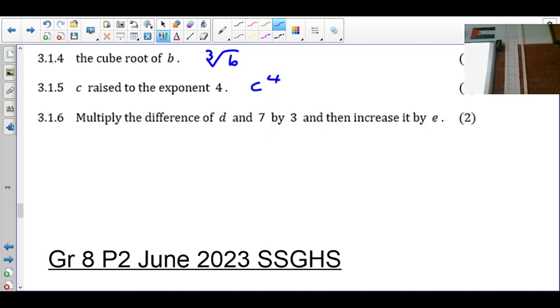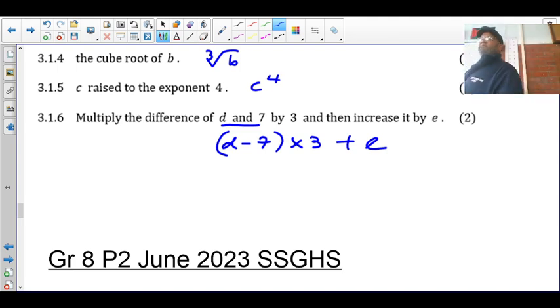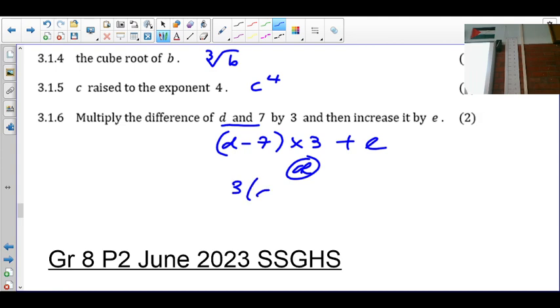Multiply the difference. So you must take the difference, d minus 7, and multiply it by 3, and then increased by e. Or it could be written with the 3 in front: 3 into d minus 7, plus e. I didn't penalize you if you didn't write it like that.